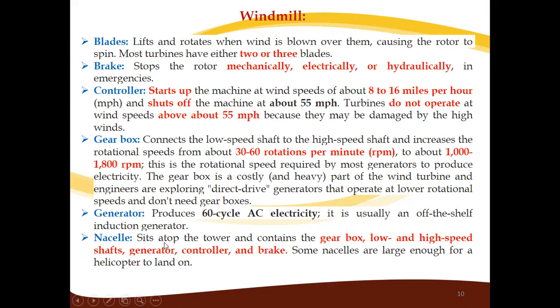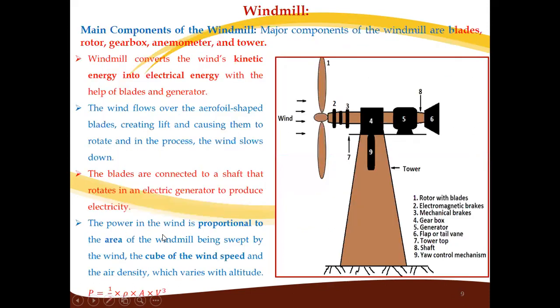So the knuckle sits atop the tower and contains the gearbox, low and high speed shafts, generator, controllers, and brakes. All these parts are enclosed by a device, and that device is called a nacelle. Some nacelles are large enough that we can land a helicopter on them. So these are some basic parts of the windmill and the functions of each part.